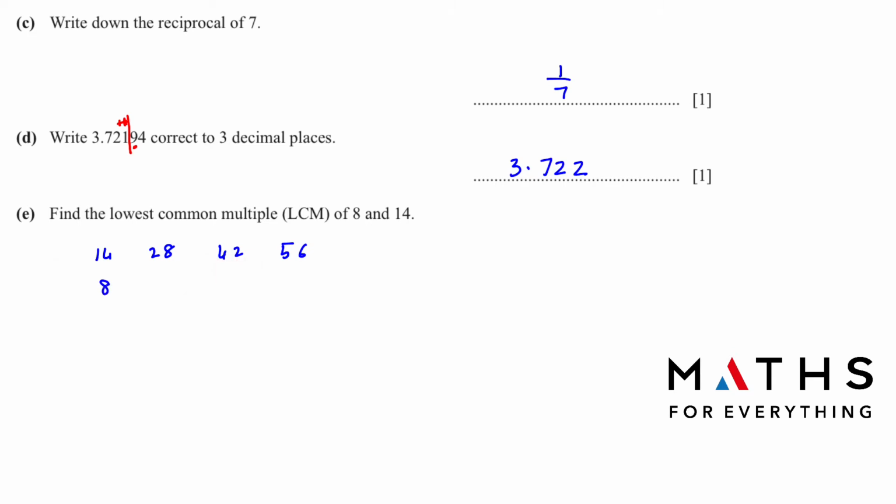You want to write the 8 times table, you can write the 8 times table. So I've written down 8 times 1 is 8, 8 times 2, 16, 8 times 3, till 8 times 7, 56. So this is the common in both. So the lowest common multiple is 56.